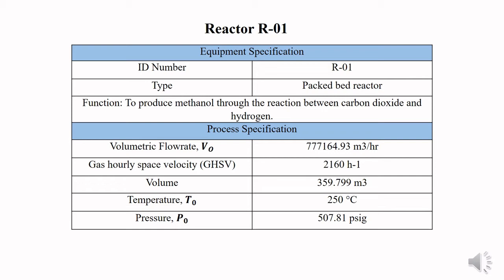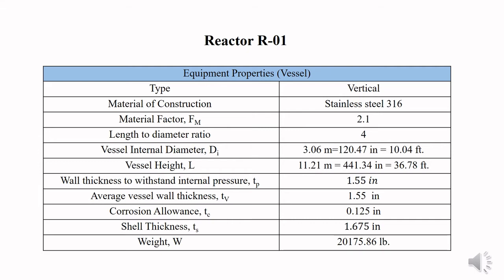The first is the equipment specification for reactor R01. The type of reactor is a packed bed reactor and the function is to produce methanol through the reaction between carbon dioxide and hydrogen. The process specification details are as stated in the slide. This is the equipment properties for reactor R01. The type of the reactor R01 is vertical and the material of construction is stainless steel 316, and the other equipment properties are as stated.